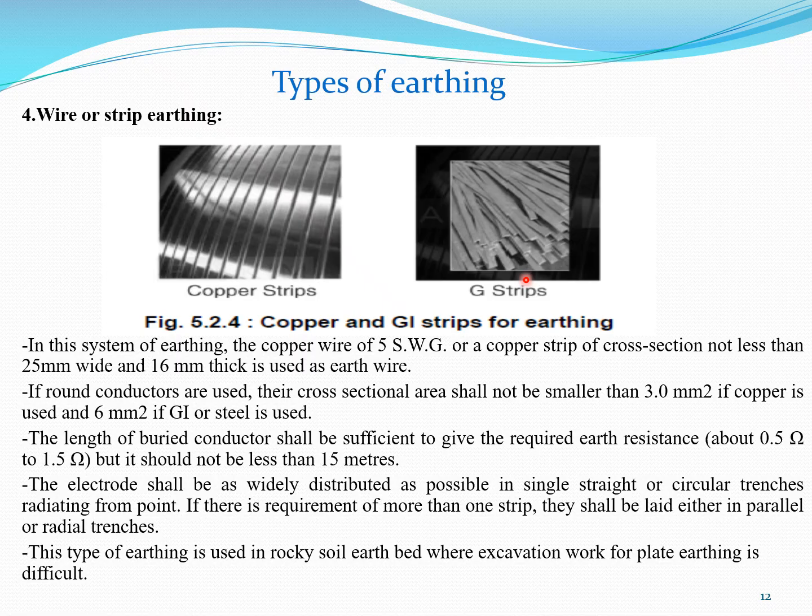The length of buried conductor shall be sufficient to give the required earth resistance, which is about 0.5 ohm to 1.5 ohm, but it should not be less than 15 meters. The electrode shall be as widely distributed as possible in single straight or circular trenches radiating from a point. If there is a requirement of more than one strip, they shall be laid either in parallel or radial trenches. This type of earthing is used in rocky soil earth bed where excavation work for the plate earthing is difficult.